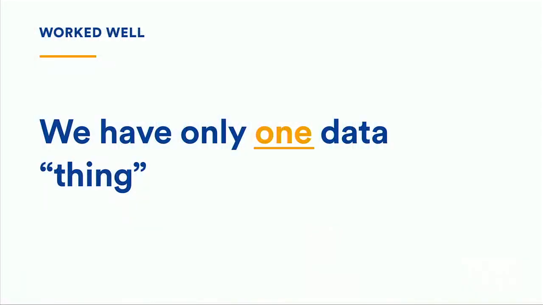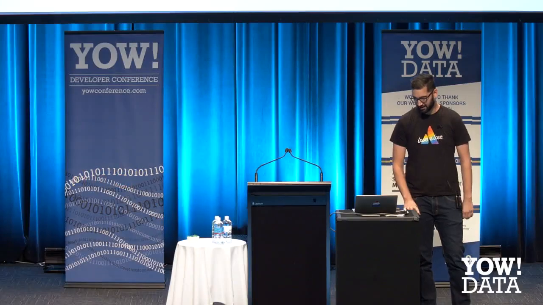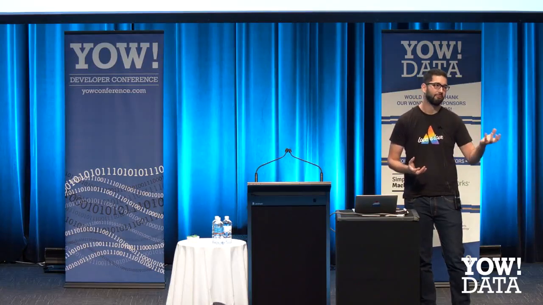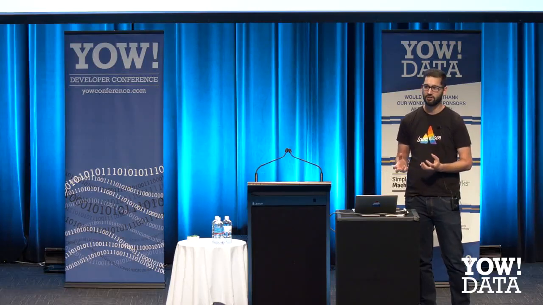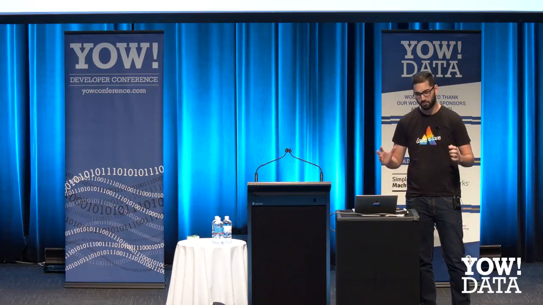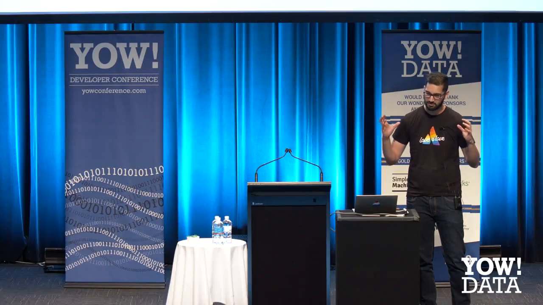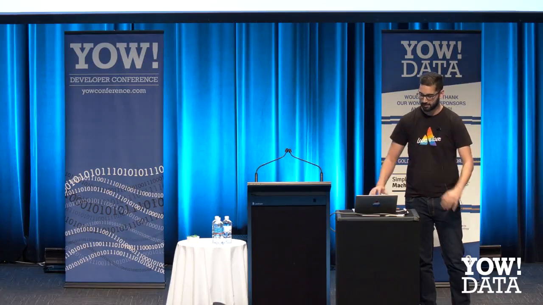So the first one is having only one data platform, one data thing. That is, we didn't have a data warehouse and a data lake, and that's kind of where we came from. We actually had two things. We were using Redshift to store big data, and we had a Postgres data warehouse. And that was quite problematic from a user's perspective. They didn't really know where to go for what. So we didn't want to have that same situation again. We decided, let's just do all this stuff in one thing.